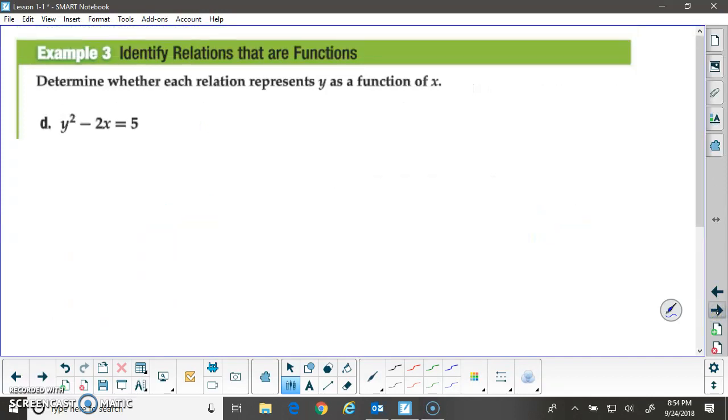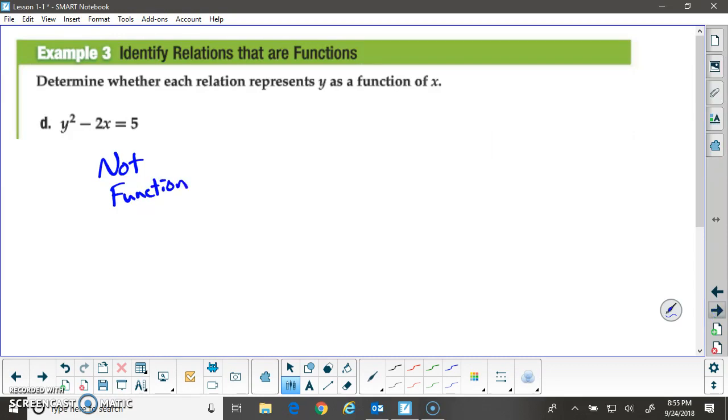And if we're given an equation like this, well, obviously, this has a y squared in it. If it had an x squared, it would be a u-shaped parabola curve that would open up or down. Since it has a y squared, it's going to have a u-shaped parabola curve opening left or right, and so that's going to fail the vertical line test, and this is not a function.